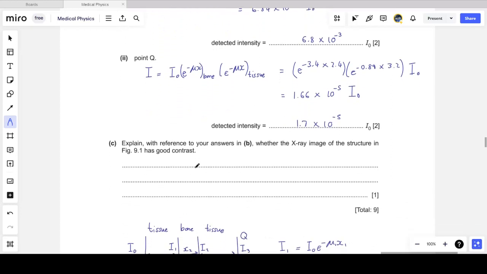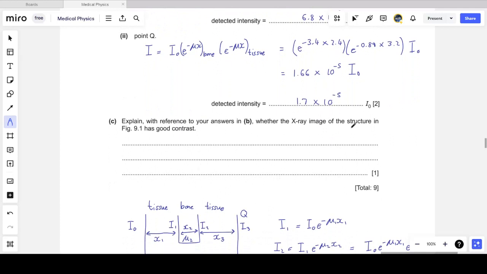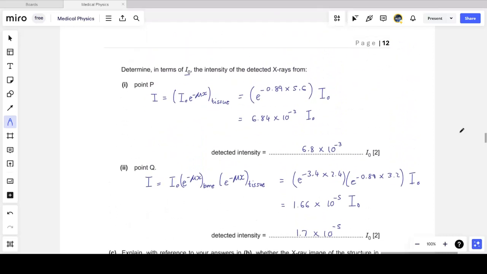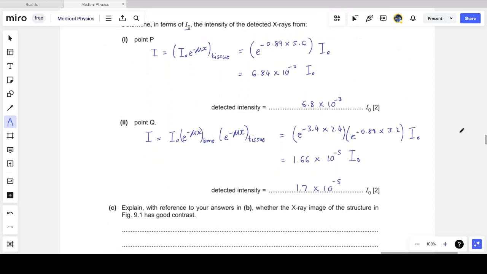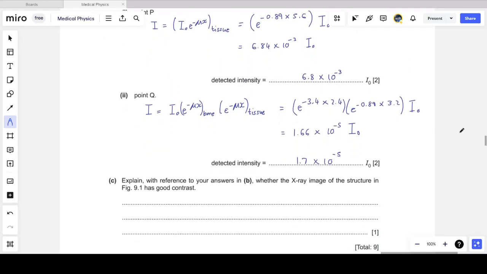Now, the last question says, explain with reference to your answers in B whether the X-ray image of the structure in figure 9.1 has a good contrast. Now, there isn't really a correct answer here because we don't really know what a good contrast would be, but we should make some comparison of the detected intensities when the X-ray passes purely through soft tissue and when it passes through soft tissue and bone.